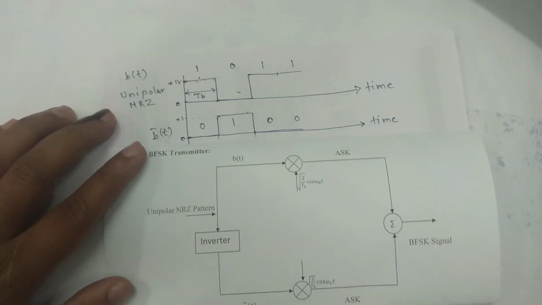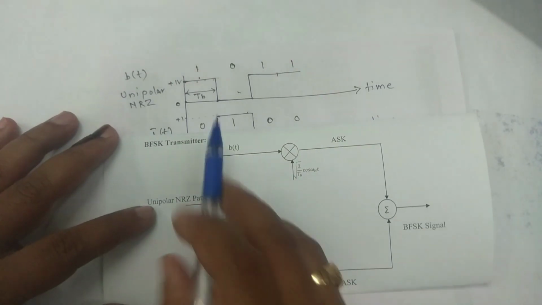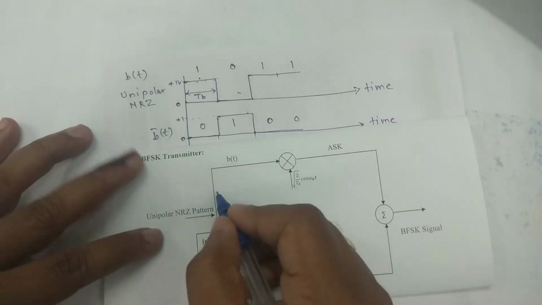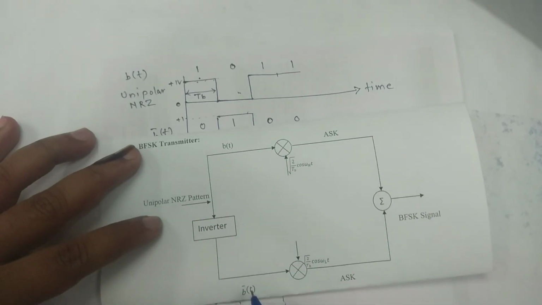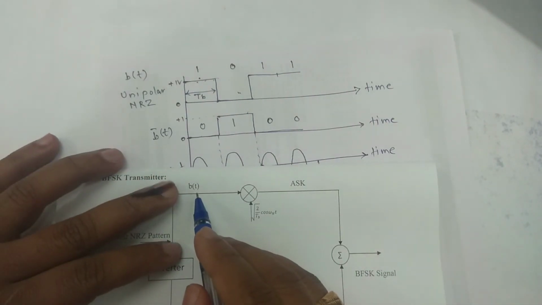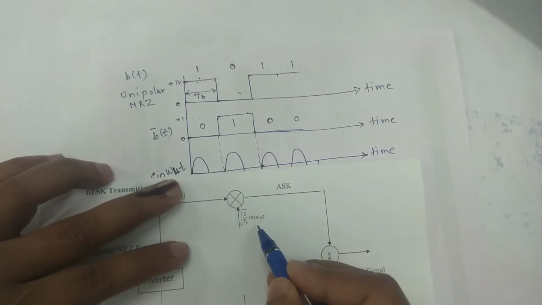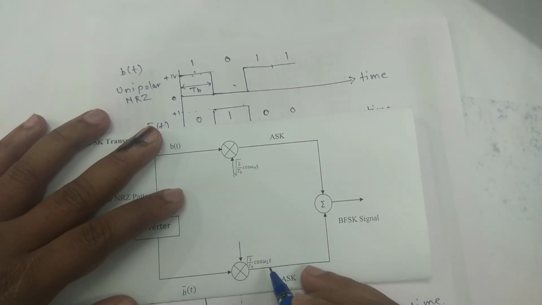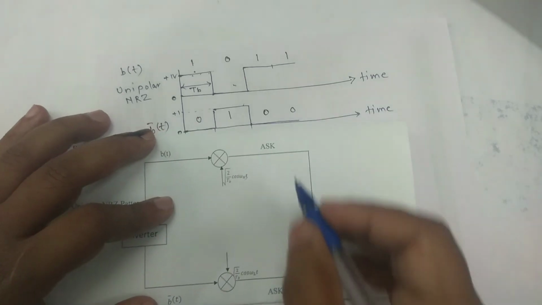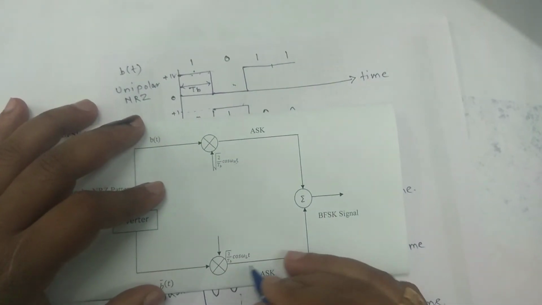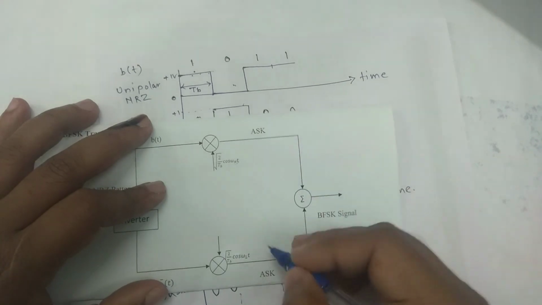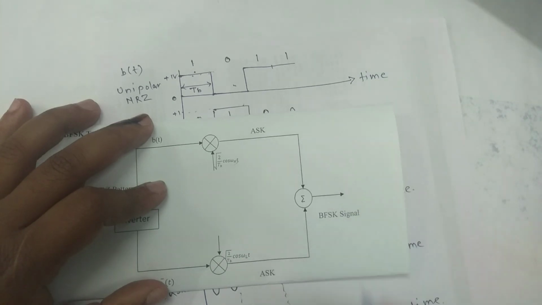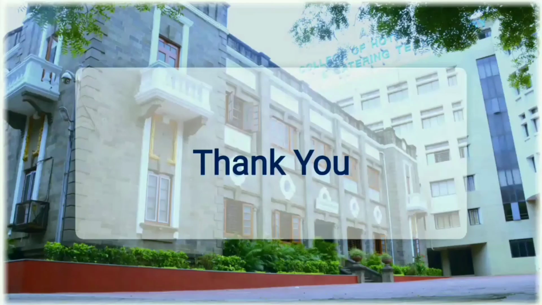The same thing is done in this block diagram also. We have taken the original unipolar NRZ data, then by using an inverter we get the B of t signal, and after inverting we get B bar t. The B of t signal is multiplied with the high frequency carrier, omega h, and the B bar t signal is multiplied with the low frequency carrier, omega L. So we get one ASK signal here and another ASK signal there. These two ASK signals are added, and after addition at the output we get a BFSK signal. Thank you.